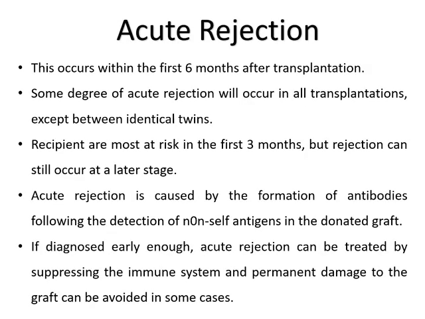Acute rejection. This occurs within the first 6 months after transplantation. Some degree of acute rejection will occur in all transplantations except between identical twins. Recipients are most at risk in the first 3 months, but rejection can still occur at any stage later. Acute rejection is caused by the formation of antibodies following the detection of non-self antigen in the donated graft. If diagnosed early enough, acute rejection can be treated by suppressing the immune system, and permanent damage to the graft can be avoided in some cases.